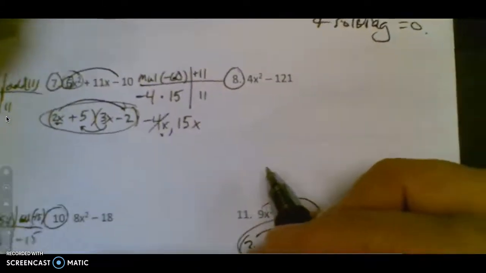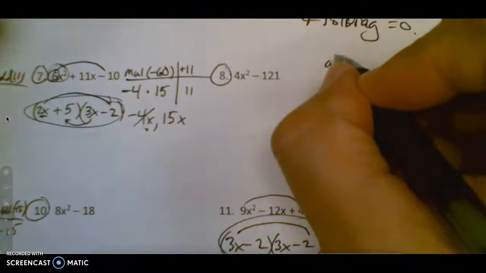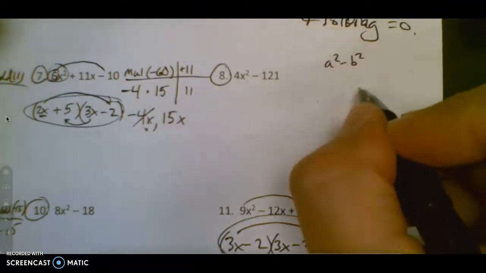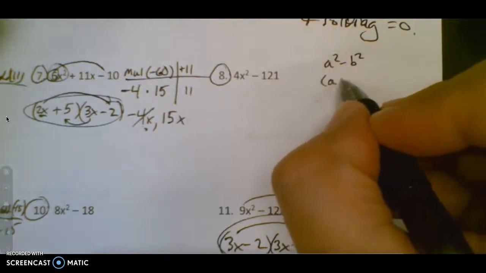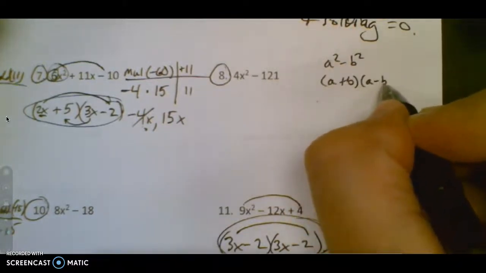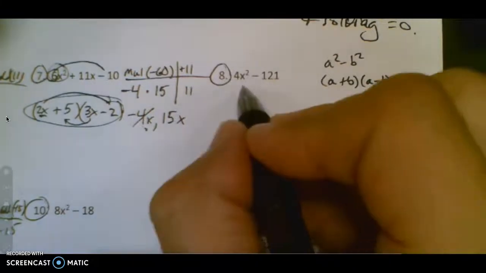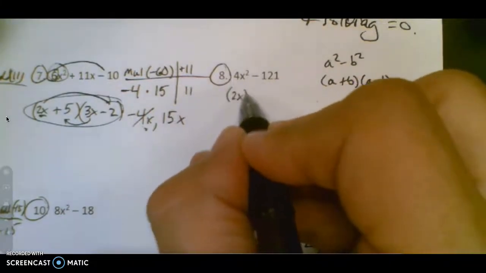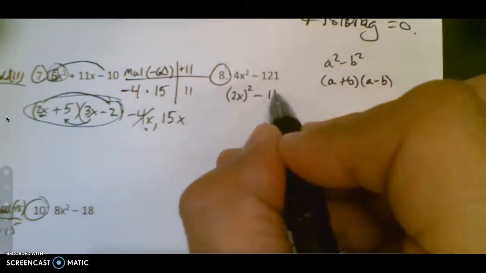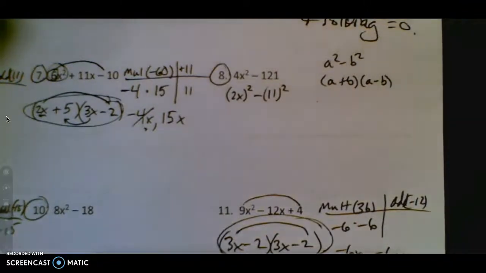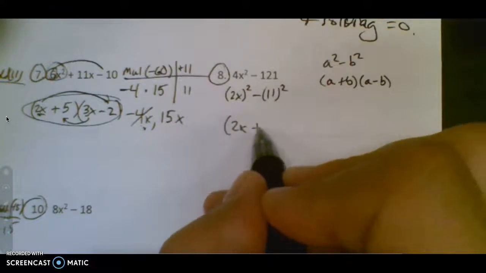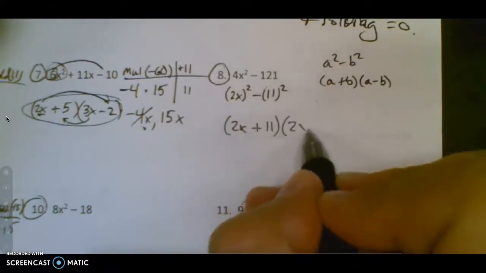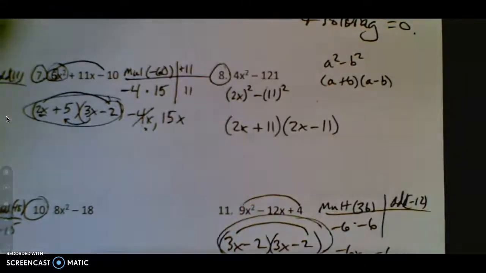Now this problem is kind of weird, but it follows this pattern. This is called difference of squares. If you ever have something squared minus something squared, it's a plus b, a minus b. So if I can rewrite this as something squared minus something squared, which I can, then I just have to write it once with a plus 11 and once with a minus 11. It's done. You FOIL that out and see.